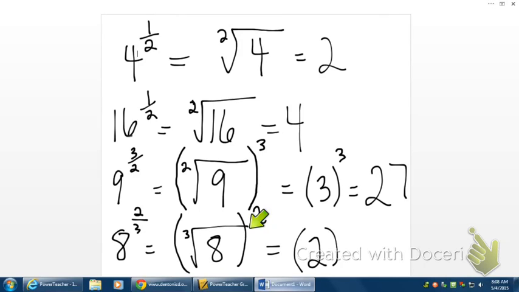And then, so we've simplified the third root of 8. And then now, what are we going to do with it? We're going to square it. So 2 times 2 gives me 4.